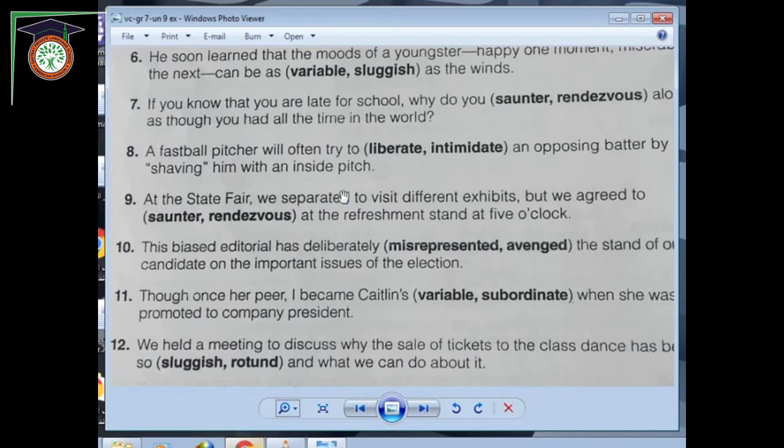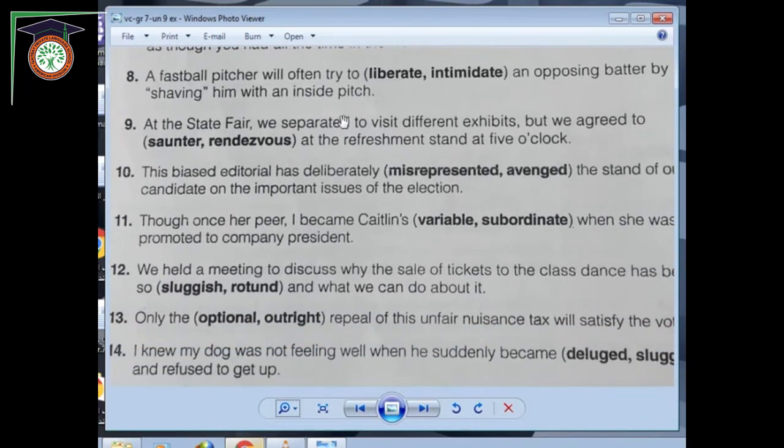Number 8. A fastball pitcher will often try to liberate or intimidate an opposing batter by shoving him with an inside pitch. Alright. This is a player of fastball. He tried to do what to an opposing batter, to an opponent, to someone against him? He will liberate him or intimidate him. Yes, he'll try to make him afraid, intimidate. Yes, correct. This is the word.